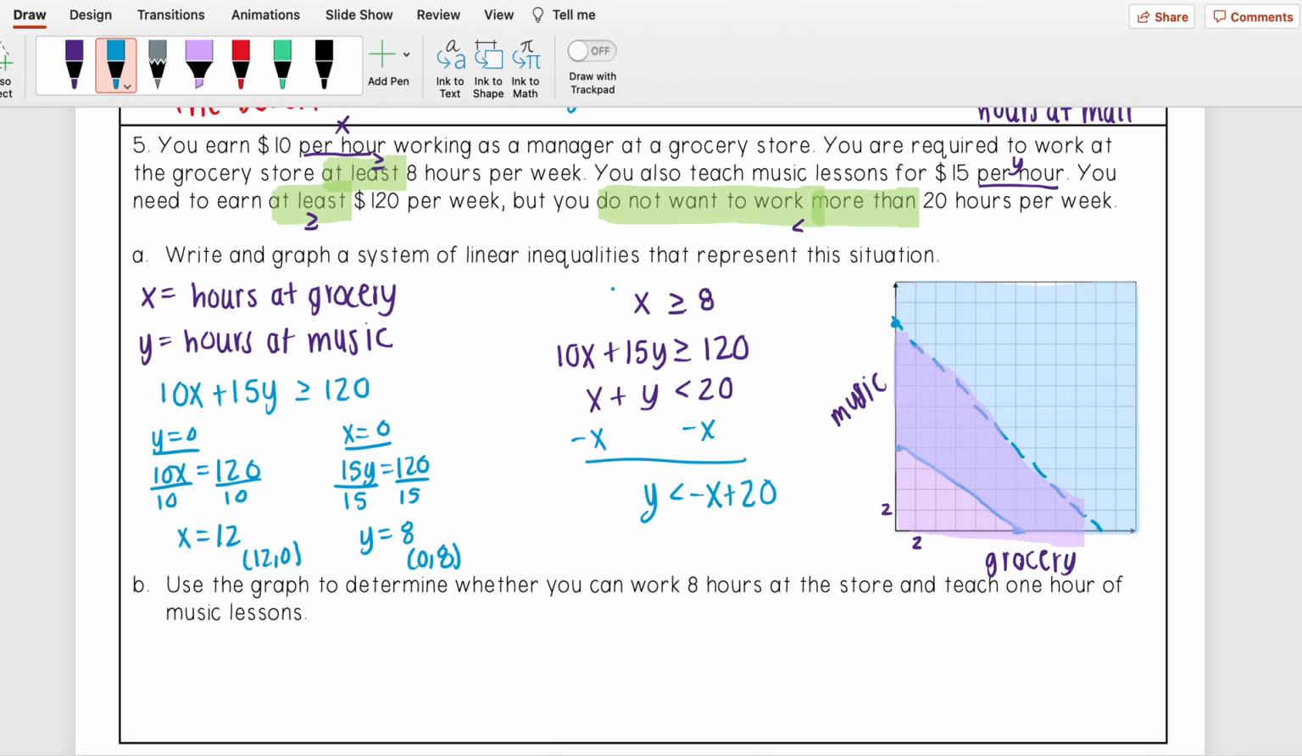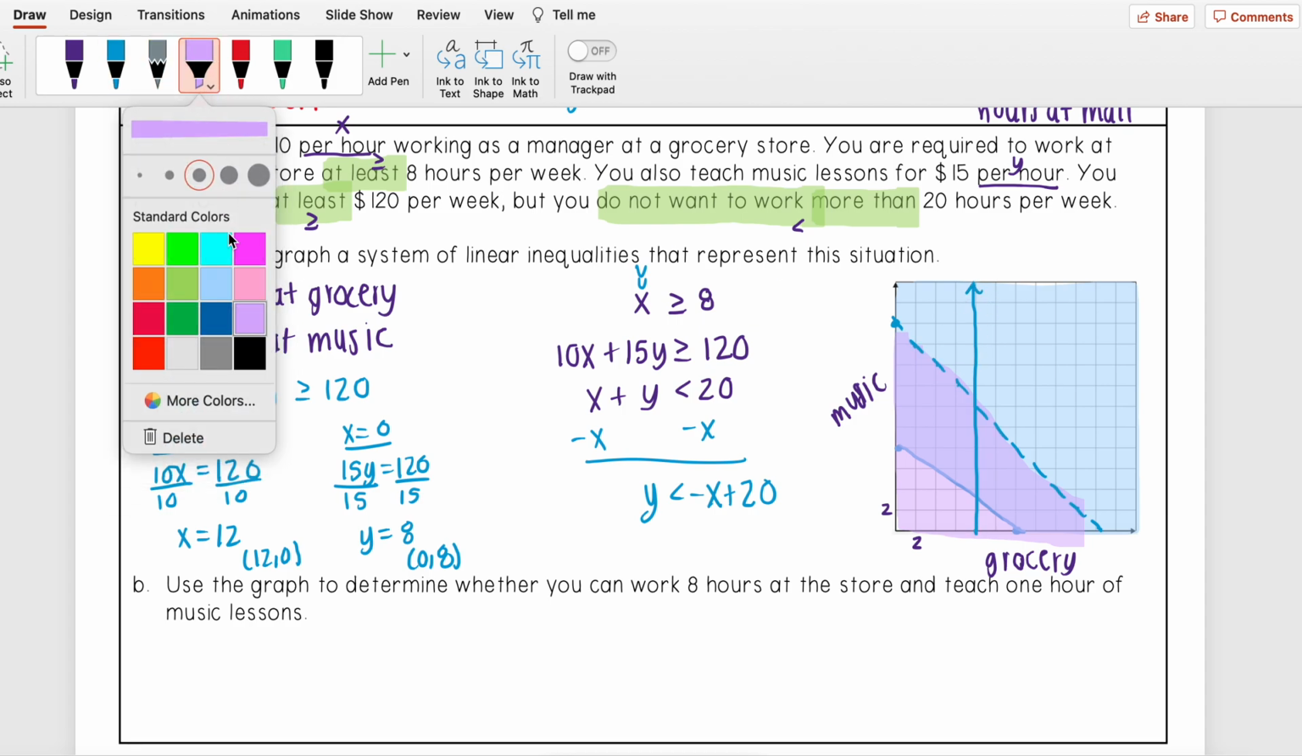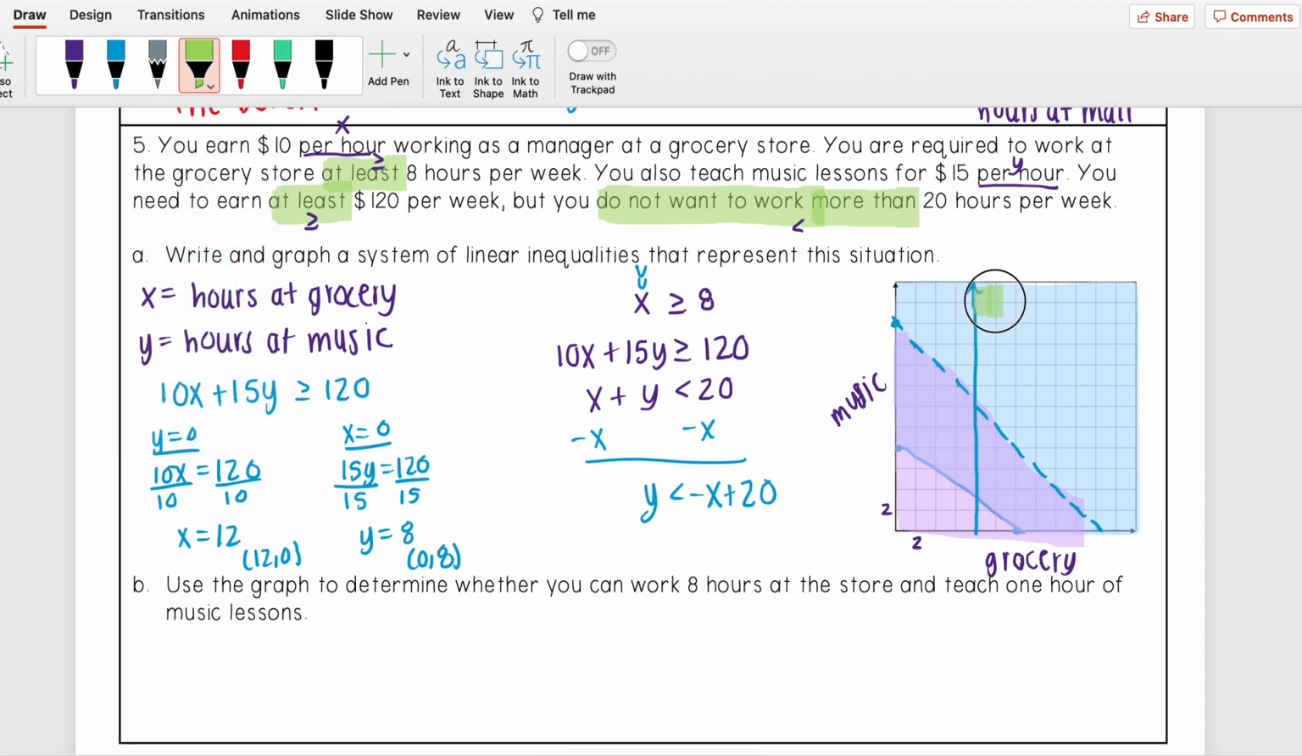And then my last one is x is greater than or equal to 8, and so that is a vertical line. So I'm going to have a vertical line at x equals 8, 2, 4, 6, 8, and this is a solid line. And since I want everything greater than or equal to 8, I'm going to shade to the right. So that means that all of my solutions are over here in this overlapped region.